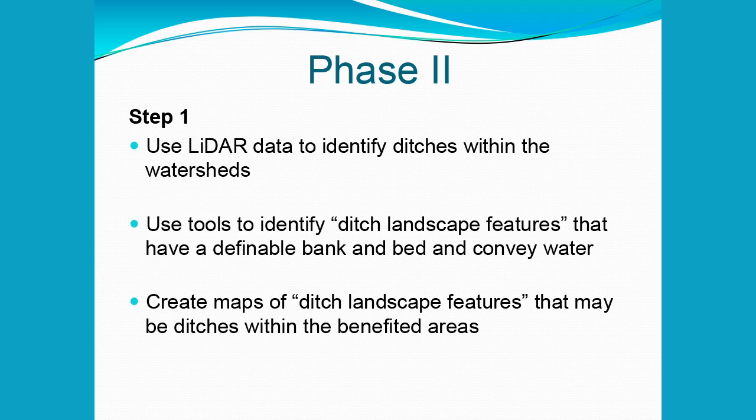But we will have tools that identify ditch landscape features that appear to have definable bed and banks and convey water, that we will, in this Phase 3 process, have you try to verify for us, based on your knowledge of the local landscapes out there, which ones are actually ditches that should have buffers on them according to this law, based on their banks and beds and being within the benefited areas, and that they're altered courses, ditches within those benefited areas. So we will have those criteria.